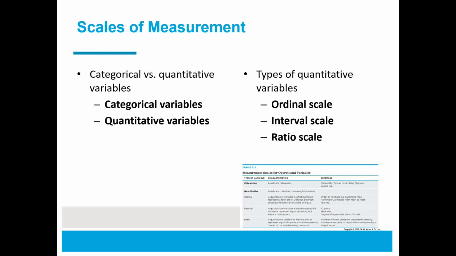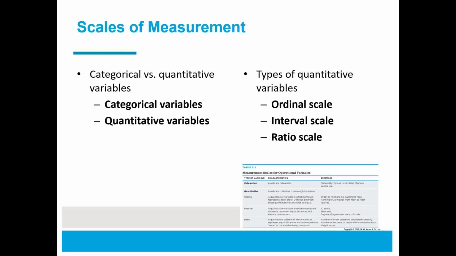For example, the variable pets, such as cats, dogs, or fish, or the variable color, maybe red, blue, or green. These levels of each variable are simply categorical. They don't relate to one another in a hierarchical fashion. There's no particular order to them. Quantitative variables, on the other hand, are coded with meaningful numbers, for example height, weight, or scale of subjective well-being. There's some inherent value to the levels of the variables that relate them to one another.